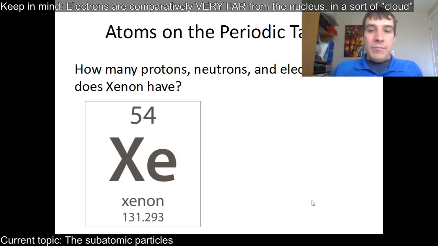Quick little math thing. How many protons, neutrons, and electrons does xenon have? Here's xenon on the periodic table. This is its mass number. This is its atomic number. So mass number and atomic number. We can use that information to figure out how many of each subatomic particle it has. So I'm going to pause and go over to my whiteboard, and I'll see you over there in a second.